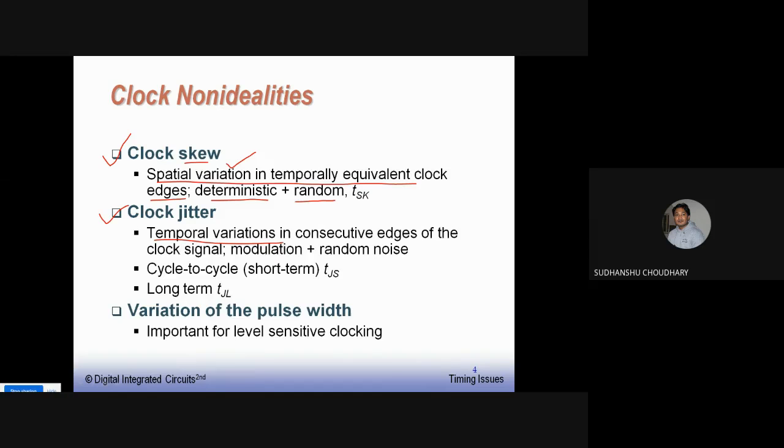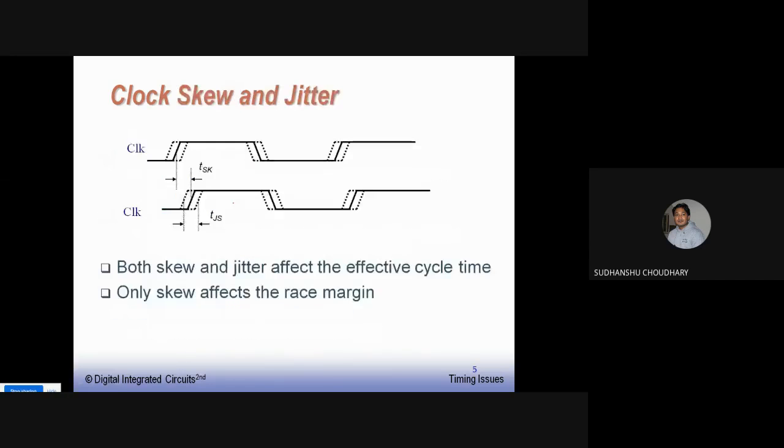Okay? So what is clock skew? Let us understand by this picture. Clock skew is spatial variation. Let us say my original clock edge starts at this point and ends over here. So this is my one clock period.